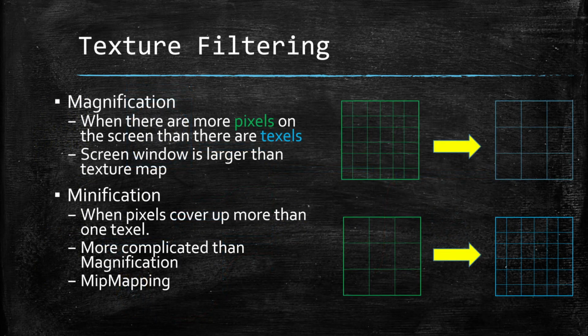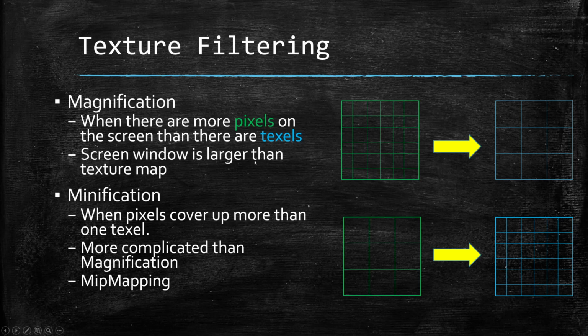Okay, sometimes there are more pixels than there are texels. Reminder, a texel is what each dot on a texture map corresponds to. And so when there are more pixels on the screen than there are texels, then what we've got to do is blow the thing up, and that's called magnification.